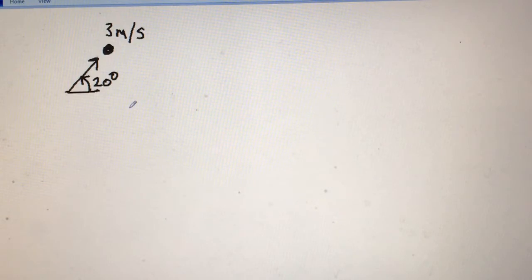I was asked to look at this particular question today, where we have an object that is projected at an angle of 20 degrees and is moving at a speed of 3 meters per second. Obviously, if you have a direction and a speed, we're talking about a velocity instead.